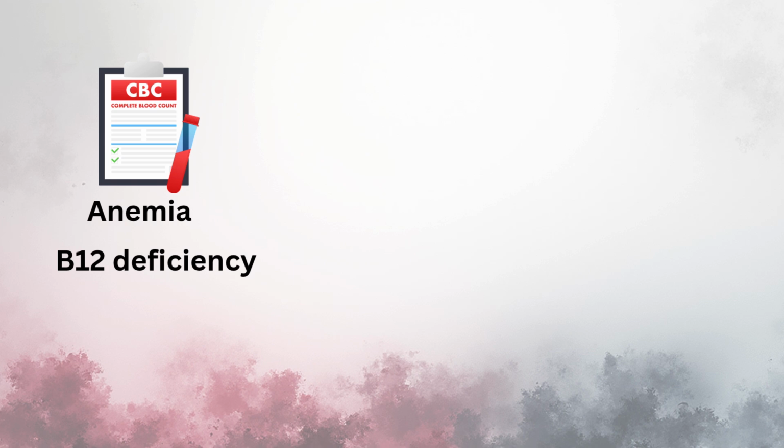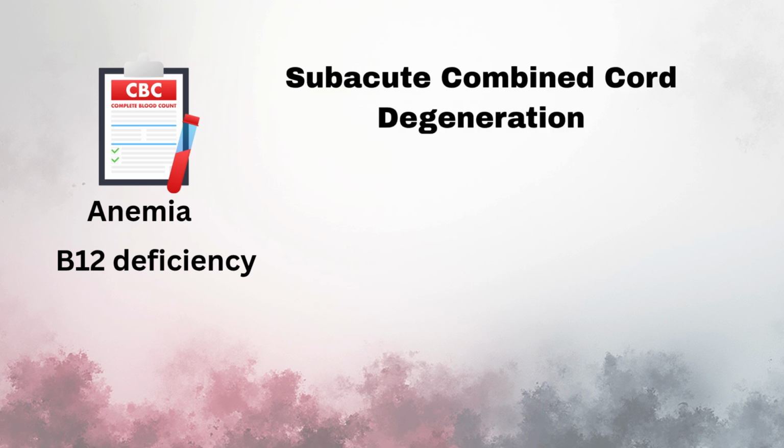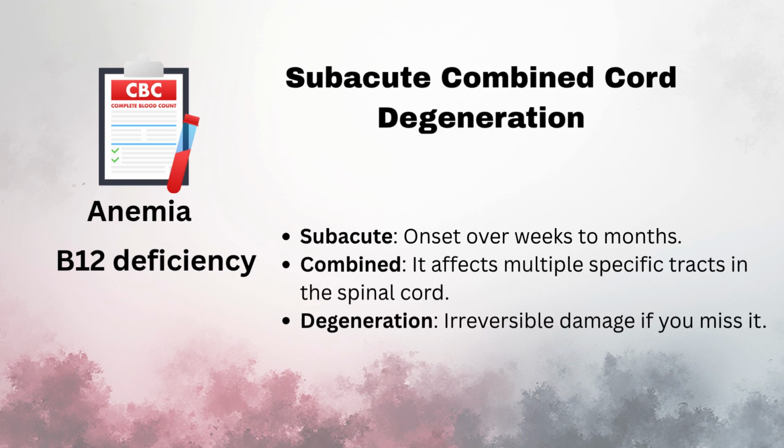If you are studying for boards, you know that B12 deficiency is a favorite topic. But it's not just about anemia. The neurologic complication, subacute combined cord degeneration, is a classic board question. The name isn't just descriptive, it's a clue. It's a condition that develops over weeks to months, affects multiple specific tracts in the spinal cord, and causes irreversible damage if you miss it.